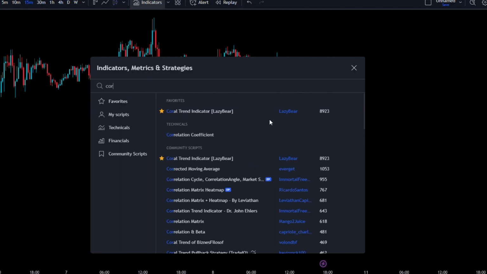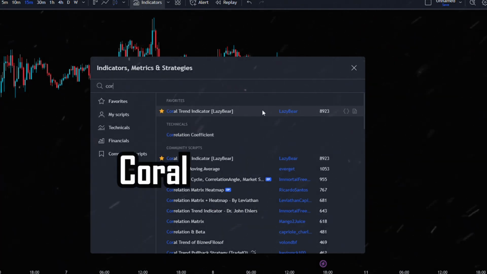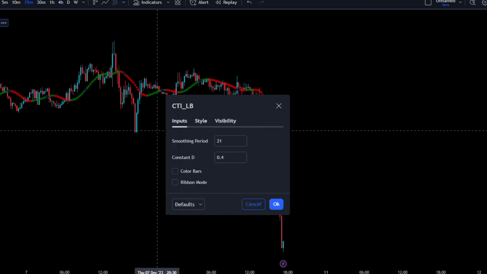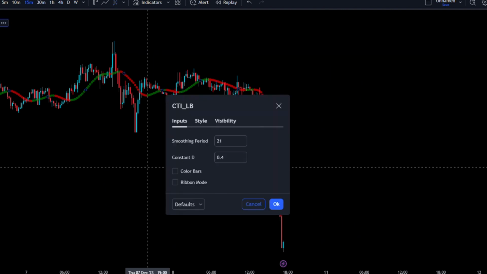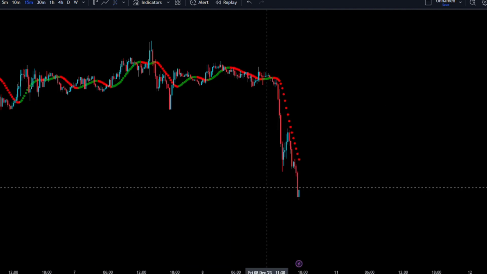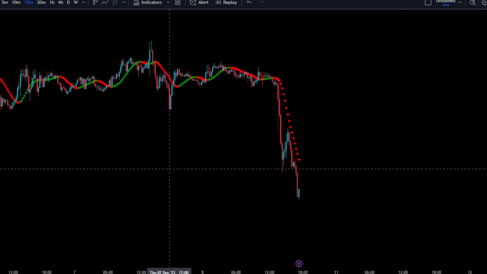And for the first indicator, we're going to need the Coral Trend Indicator by Lazy Bear. Now we need to head on over to the settings, go to inputs and change the constant D to 0.7, then go to the style, and we're going to make the color 0 and color 1 below trends both more visible. Okay, so in this strategy, this is going to be used for our entry signal.